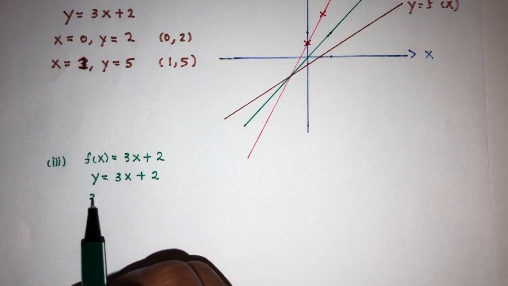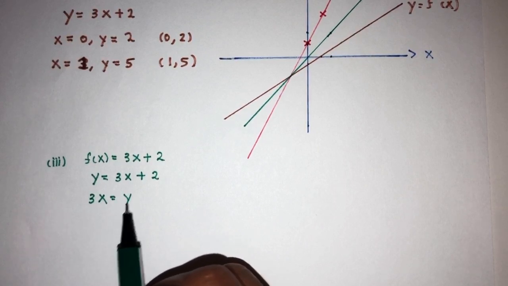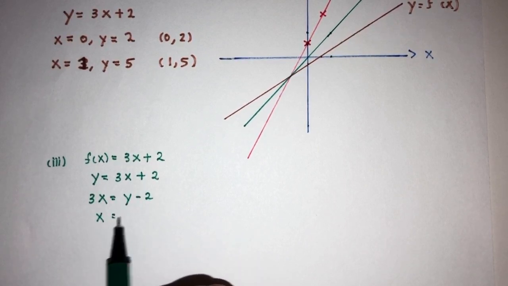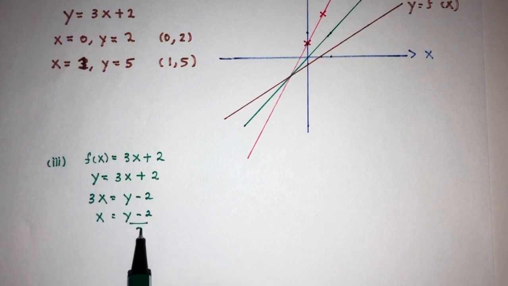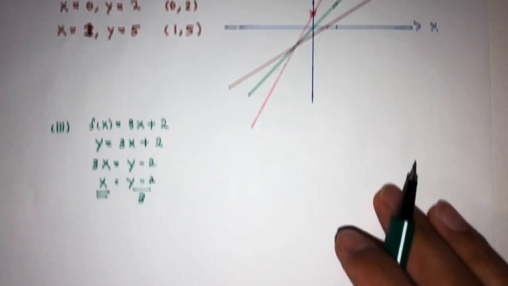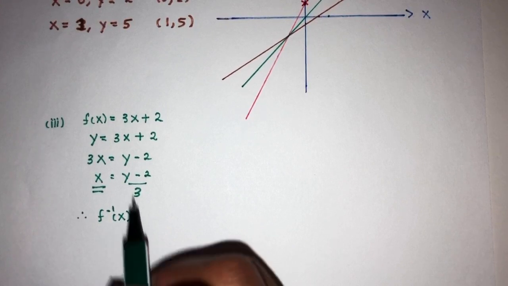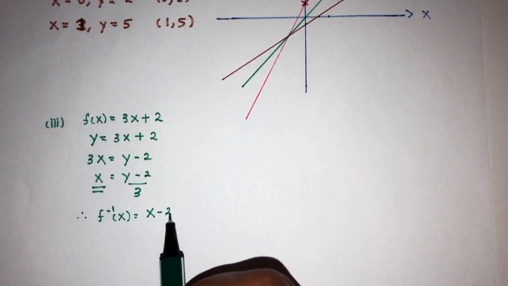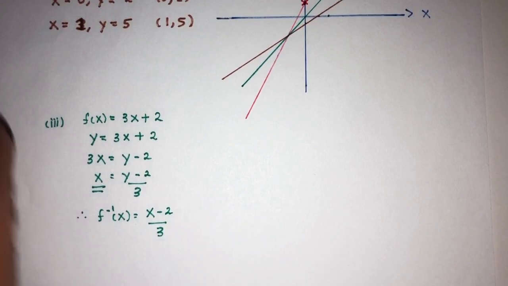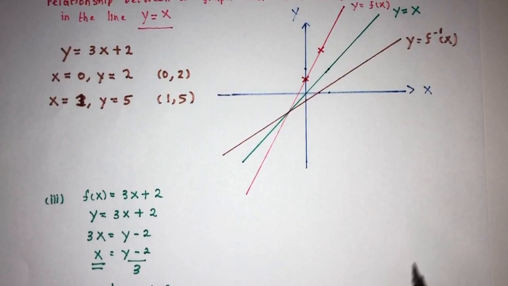You have 3x equal to y minus 2. Now x will be y minus 2 divided by 3, so x becomes the subject. Now finally, f inverse of x will be in terms of x. We have to write x minus 2 over 3 for this one. And next we have to find g inverse.